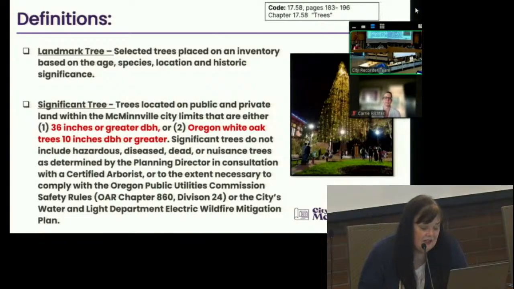Significant trees are trees located on both public and private property, and they are 2 parts. So any tree with 36 inches or greater DBH, that's diameter breast height, or an Oregon white oak tree that's 10 inches DBH or greater. So it captures the really large trees, and it captures the Oregon white oaks at 10 inches or greater.